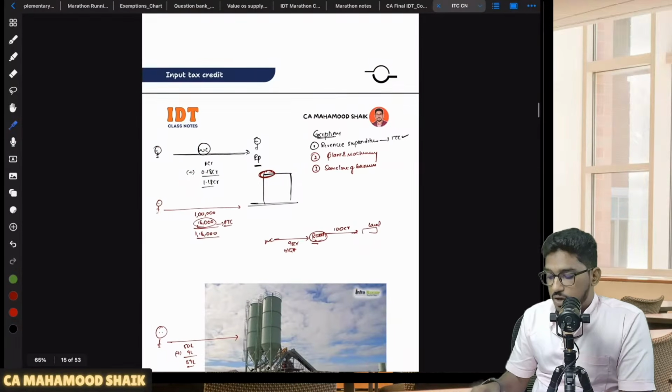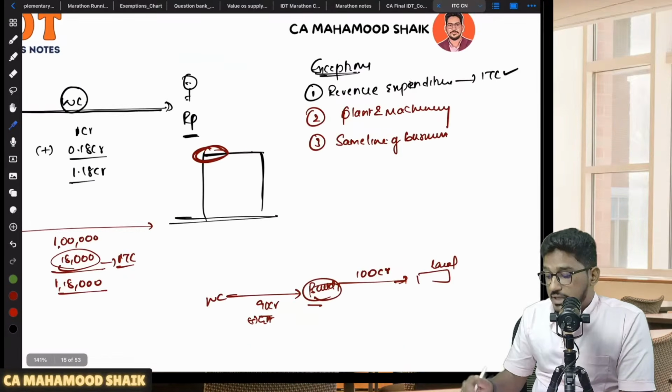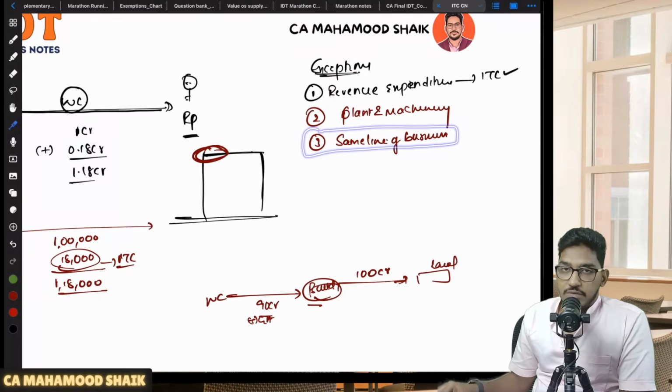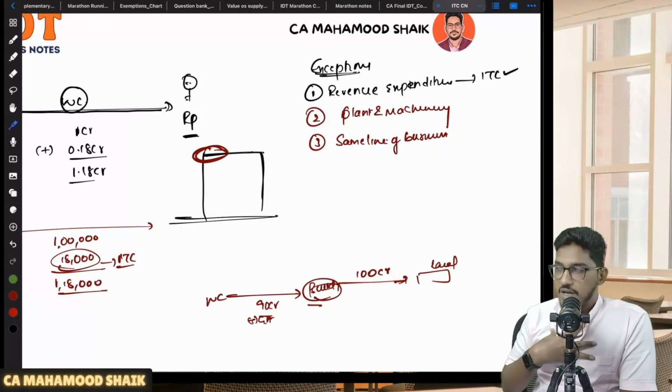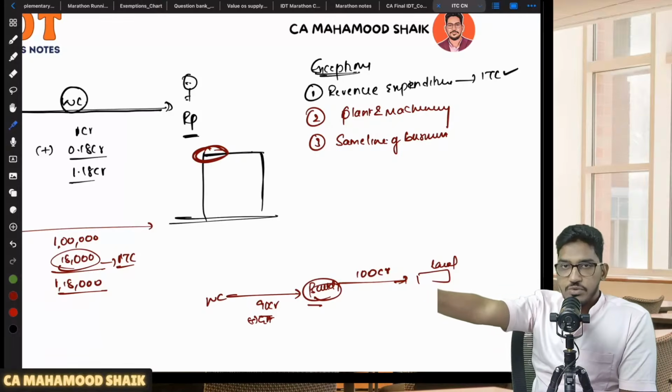Sir, let us say I am not, and one more exception is also there. In case the recipient of that works contract services is into the same line of business. Let us say I am a main contractor. I got one contract from one person to construct a building.